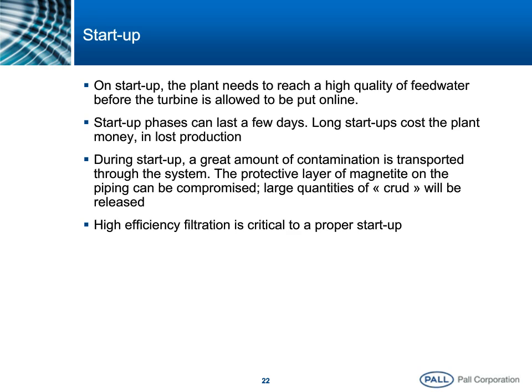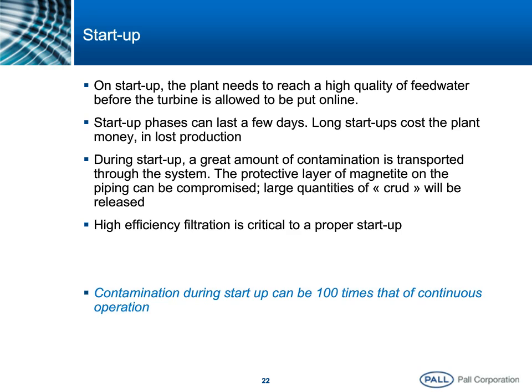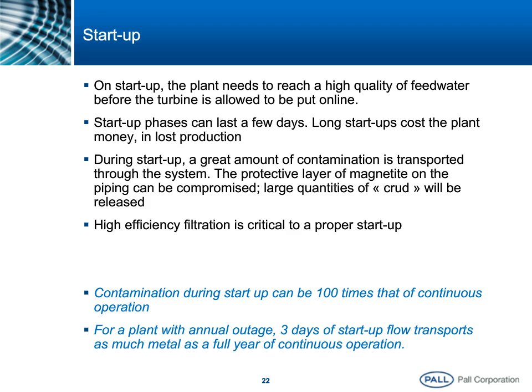And we know it happens because contamination during startup can be 100 times that of a continuous operation. So in this example, for a plant with a typical annual outage, so a big baseload plant, during 3 days of startup, the water will transport as much metallic contamination as it did throughout the entire year of continuous operation.